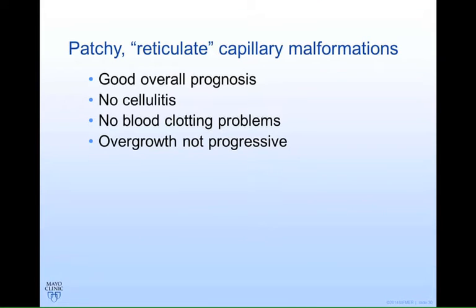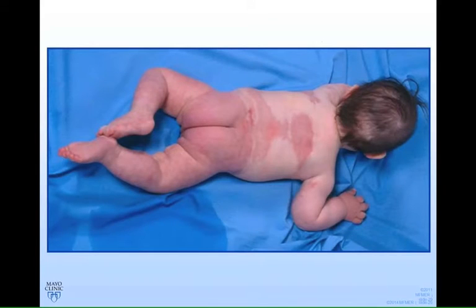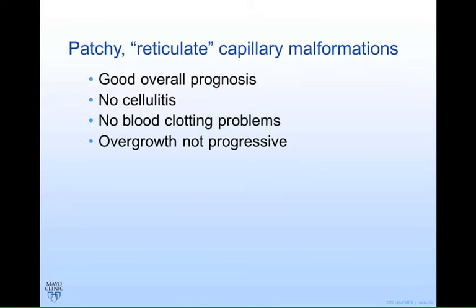And so the patchy and more reticulate ones are associated with a good overall prognosis, with no cellulitis, no blood or clotting problems, and they, such as in these babies, may have some overgrowth, but it's usually not progressive, and it's usually not terribly bothersome over a lifetime.